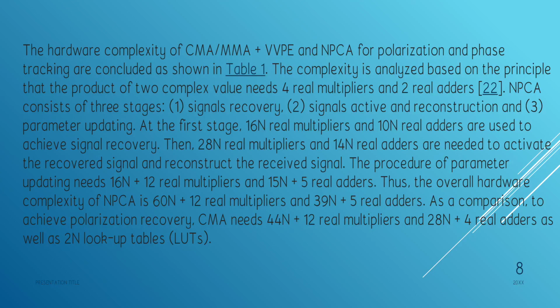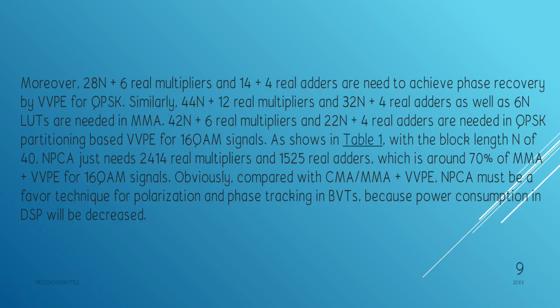As a comparison, to achieve polarization recovery, CMA needs 44n plus 12 real multipliers and 28n plus 4 real adders as well as 2n lookup tables. Moreover, 28n plus 60 real multipliers and 14n plus 4 real adders are needed to achieve phase recovery by VVPE for QPSK. Obviously, compared with CMA and MMA plus VVPE, NPCA must be a favored technique for polarization and phase tracking in BVTs because power consumption in DSP will be increased.